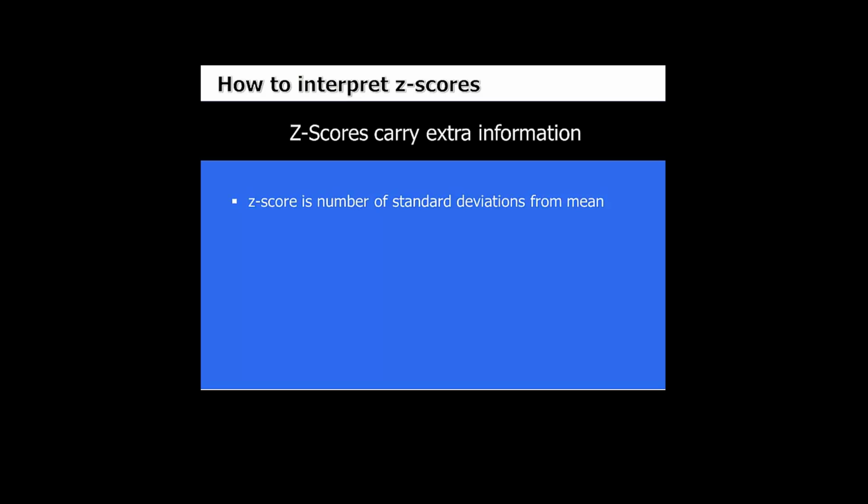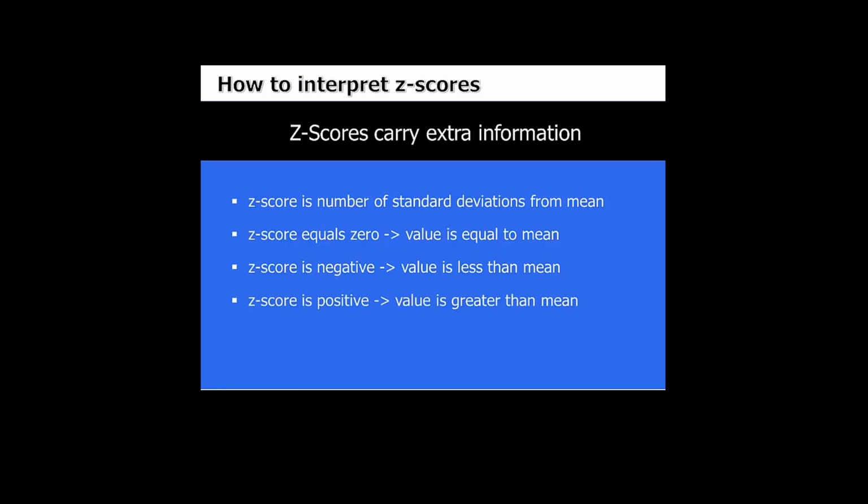For example, if the Z-score equals 0, the observation is equal to the mean of the data set. If the Z-score is less than 0, the observation is less than the mean. And if the Z-score is greater than 0, the observation is greater than the mean.